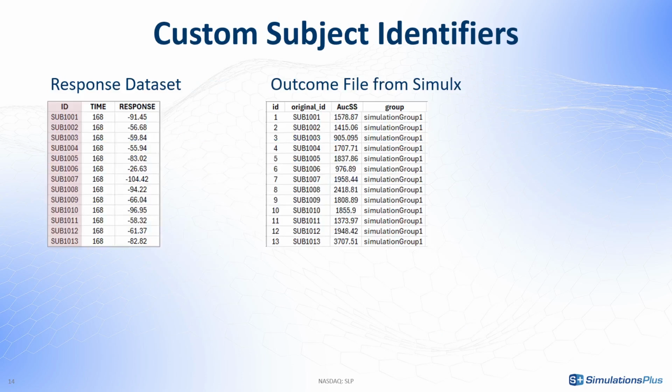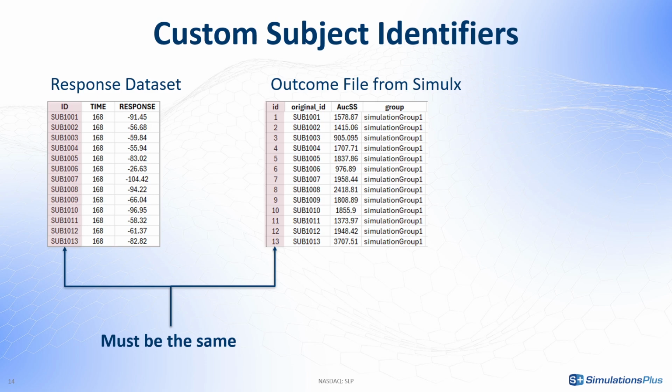When it's not the case, so when ID in your response dataset is not an integer from, for example, 1 to 50, but a custom number or a string, then you cannot add Simulx outcomes files directly in data formatting module, because the ID columns must be the same between these two files. But Simulx output files have two columns with ID. Simple ID header is for simulated IDs. They are automatic sequential integer numbers for simulated subjects.